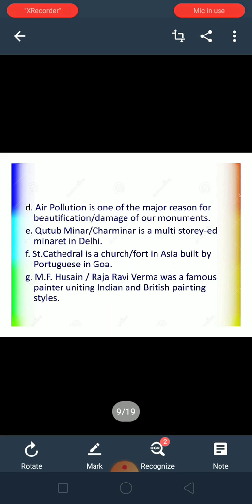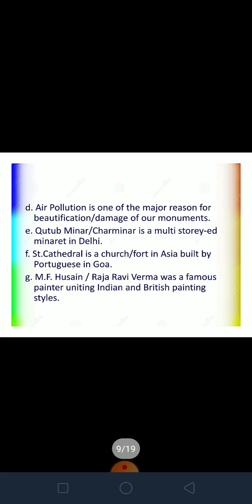Qutub Minar or Char Minar is a multi-storied minaret in Delhi. This is Qutub Minar. Char Minar is in Hyderabad. St. Cathedral is a church or fort in Asia built by the Portuguese in Goa. Is this a church or a fort? This is a church.